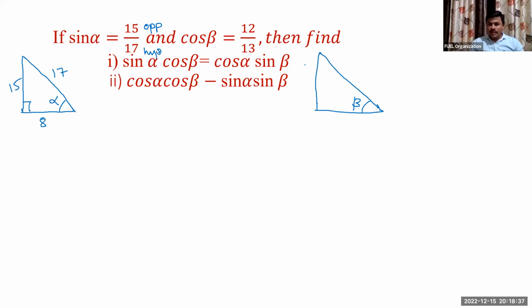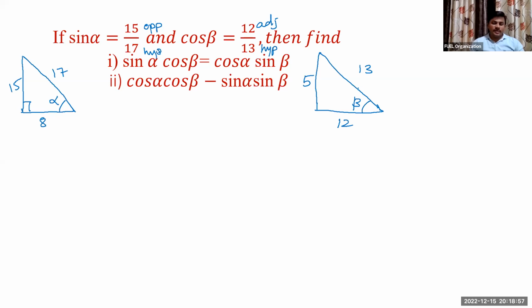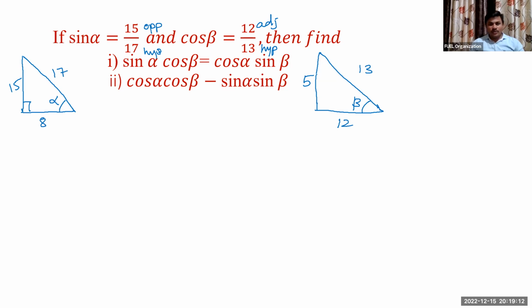Now here, cos beta. Cos beta formula, we know. Adjacent divided by hypotenuse. Adjacent is 12. Hypotenuse is 13. How much we will get opposite side here? So it's 5. Okay. 5, 12, 13. 169, 144, 25. So in the exam, we can directly write, we don't need to find it, right? We can directly write Pythagoras triplets. Yeah, if simple ones are there, directly also you can write.